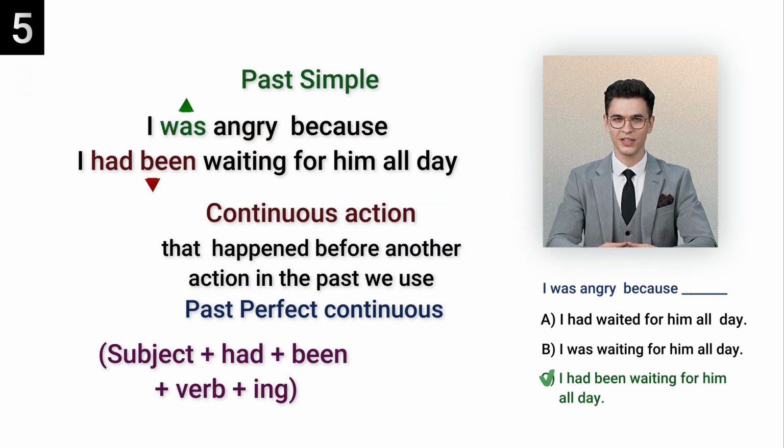The first part of the sentence is the past simple: I was angry. When we are talking about something that happened before another action in the past, we use past perfect continuous, if that action was continuous. Subject plus had plus been plus verb plus ing.